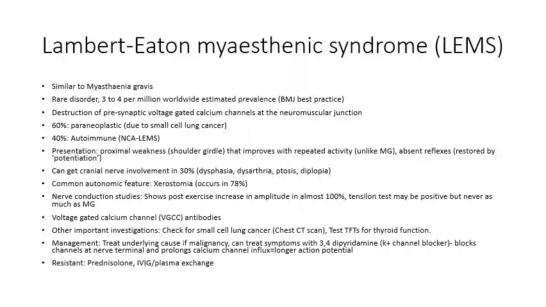It is a very rare disorder in comparison to myasthenia gravis, with an incidence of only 3 to 4 per million worldwide. And the key pathophysiology in Lambert-Eaton myasthenic syndrome is the destruction of presynaptic voltage-gated calcium channels at the neuromuscular junction. I'll show this in the diagram on the next page. This is in contrast to myasthenia gravis, where the destruction is actually postsynaptic and is at the nicotinic ACH receptors.